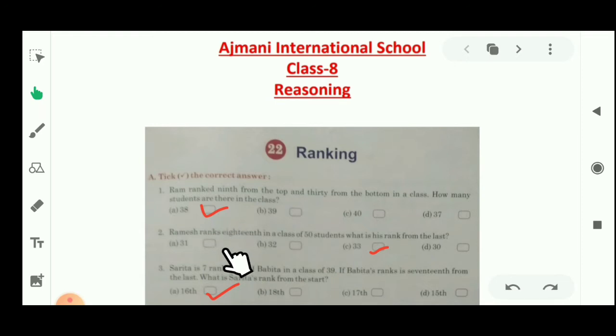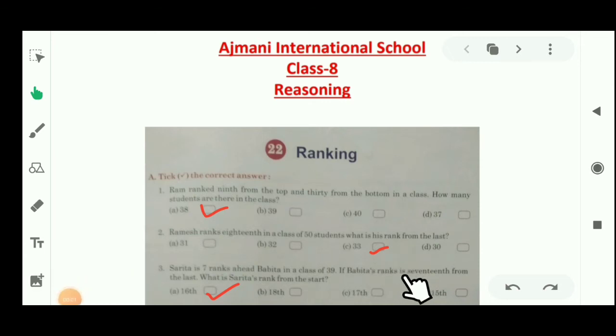Student, in the question number 2, Ramesh ranks 18th in a class of 50 students. What is his rank from the last? The total number of students here is 50 and 18th is his rank from the top. So it should be subtracted like 50 minus 18. 50 minus 18, it will be 32, and when we count it from the last, we should add 1. That means 32 plus 1, it will be 33. So his rank from the last is 33.